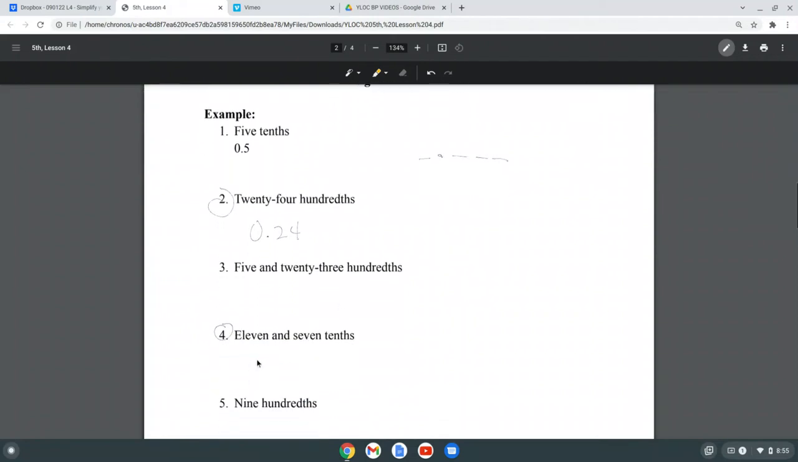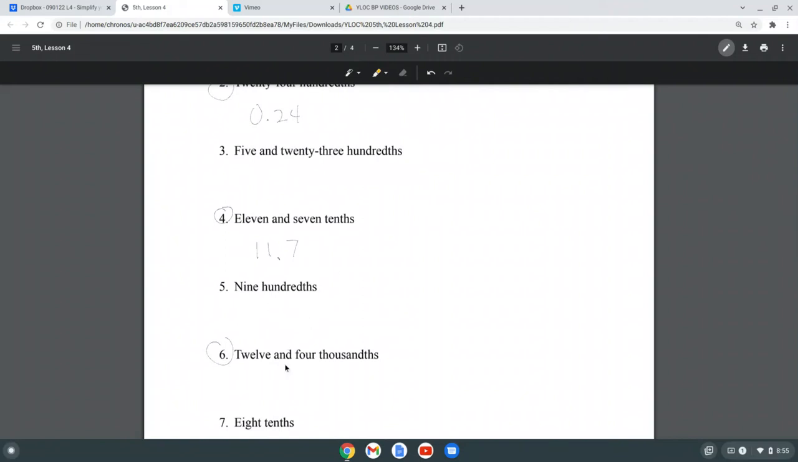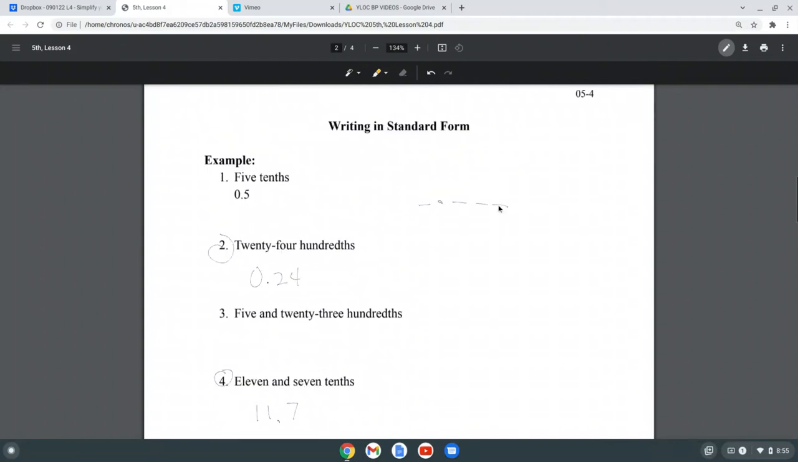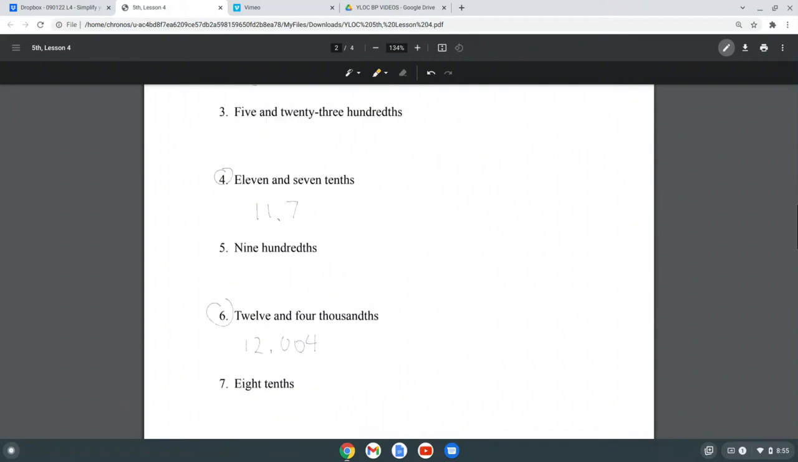Next, 11, and then 7 tenths, since 7 will be over here. 11 is over in the ones place. 12 and 4 thousandths. 4 thousandths will be here. So we'll put 0 in the tenths place and the hundredths place.